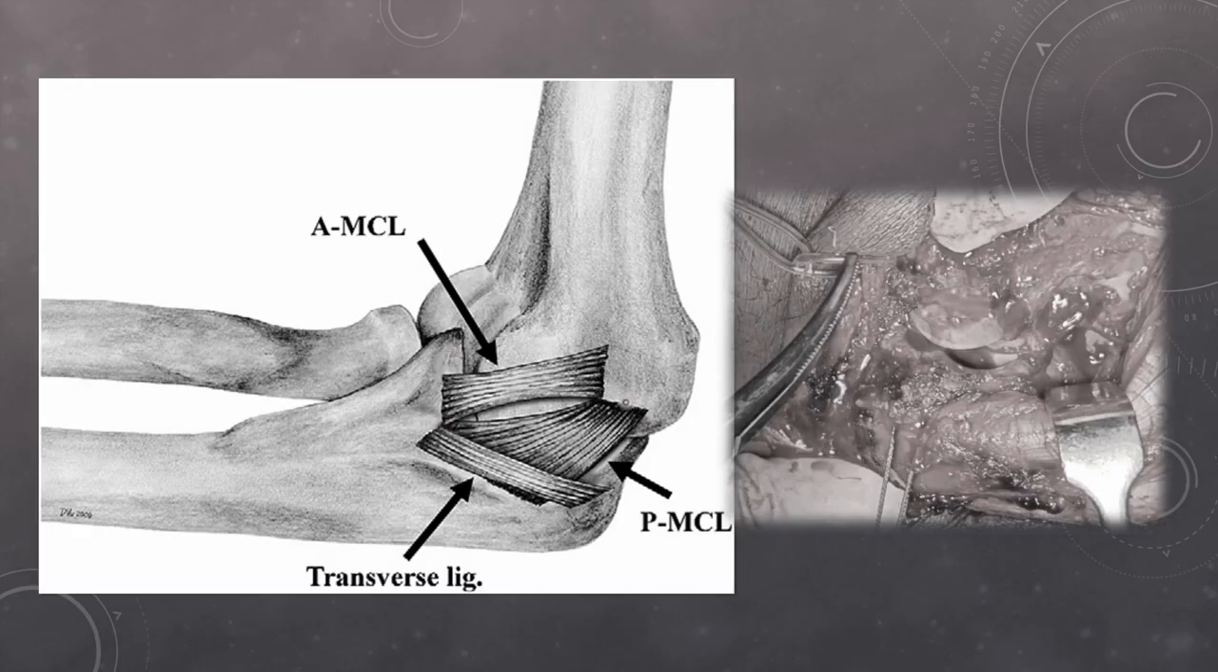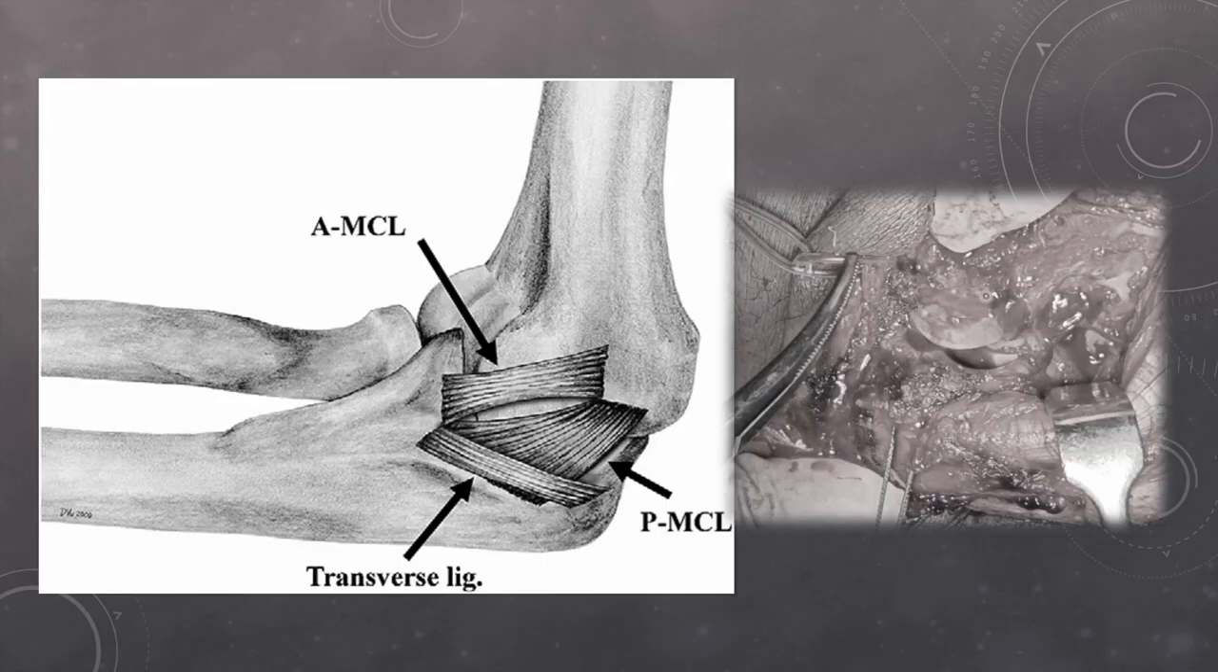And then there is the posterior medial collateral ligament, which starts inferior to the medial epicondyle, again on the outer aspect of the trochlea. The transverse ligament is nothing but a capsular condensation, and it actually provides attachment to the muscles originating from the proximal ulna and has little contribution to the ulnohumeral joint stability.